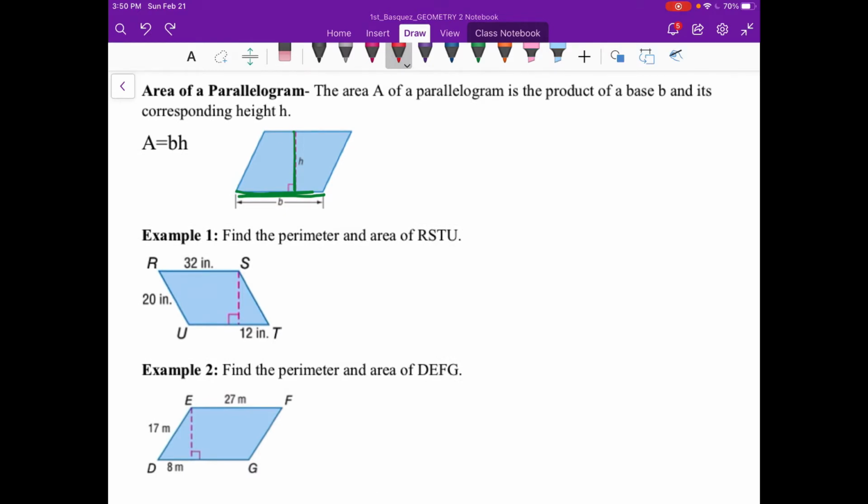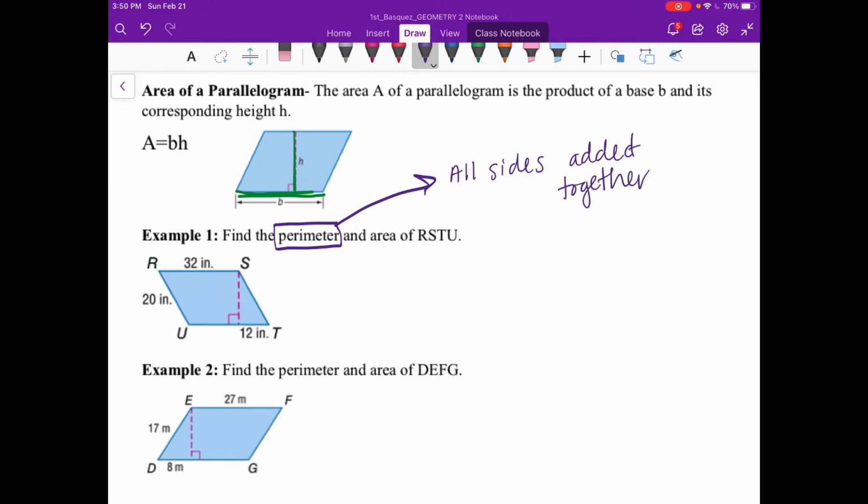Find the perimeter and the area of RSTU. Now, we don't necessarily go over perimeter in this set of notes, so I'm going to talk about that really quick. The perimeter is all sides added up together. So you would just add, kind of like you're walking around the shape, how far you would walk around, that would be the perimeter. So let's go ahead and do that first.